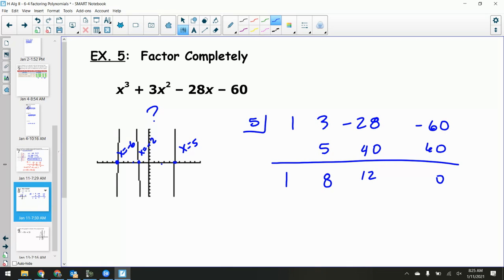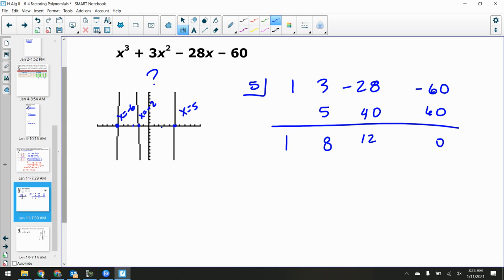Is 5 truly a factor? Yes, I got a remainder of 0. If you don't get that remainder of 0, it's not a factor or you goofed. Check back on the work, or it's just not a factor. Okay, so that means we got x minus 5 as one of the factors. Remember, that root corresponds to that factor.